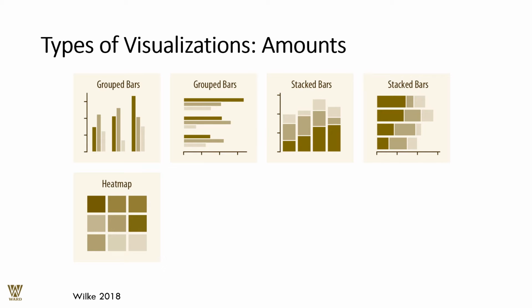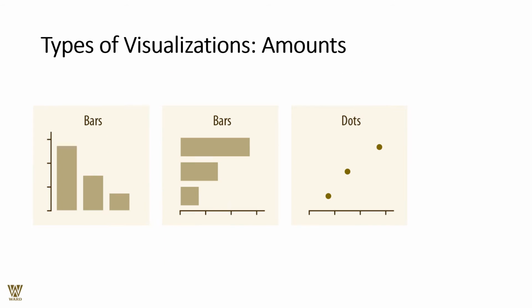The types of visualizations in terms of amounts. Now we have what are called group plots, which can be horizontal, which can be vertical. We have the stacked bars, again can be horizontal, again can be vertical, and then we have heat maps, as I have shown to you, right? So we have the stacked bars and the grouped bars.